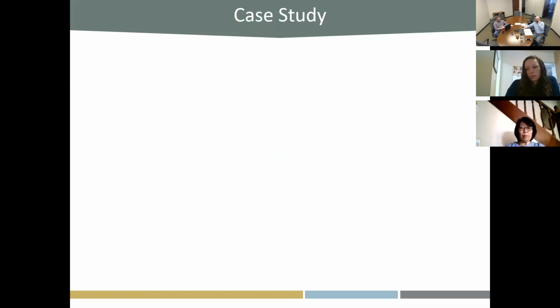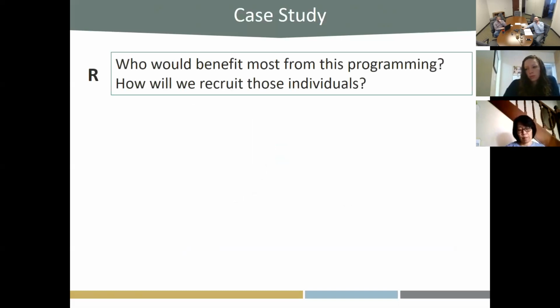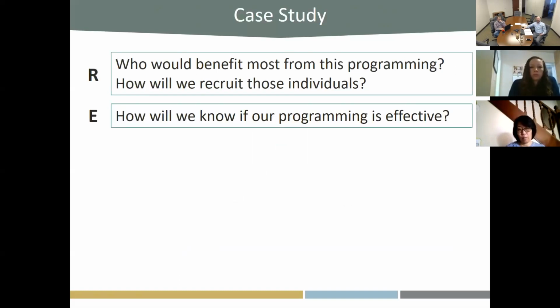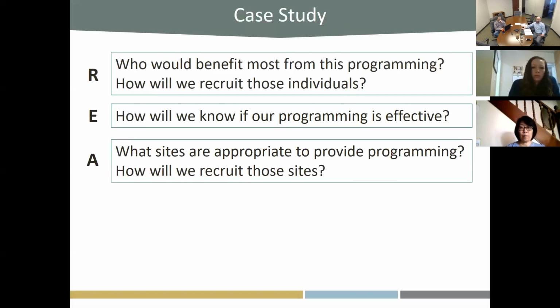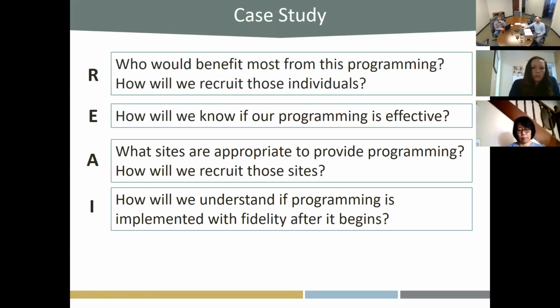So here are the questions that they needed to think about when they were approaching this. You know, for the reach, they thought, well, who would benefit most from this type of exercise programming, and how might we recruit those individuals? They thought about how would we know if our programming is effective, what sites are appropriate to provide programming, and how will we recruit those sites, so the adoption part.